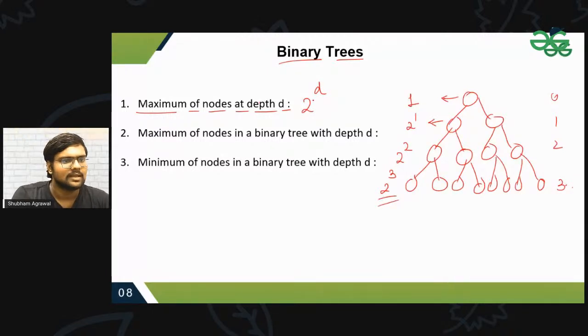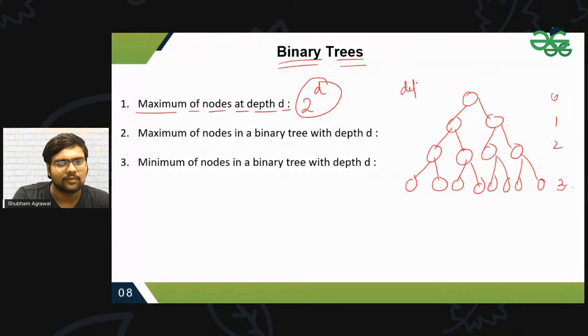Now the maximum number of nodes in a binary tree with depth d. So we have to find the number of nodes. We have this binary tree, and the depth of this binary tree is 3. We want to find the total number of nodes in the tree. We know that at the 0th level it is 2 to the power 0 nodes, at the first level 2 to the power 1 nodes, at the second level 2 to the power 2 nodes, and at the third level 2 to the power 3 nodes. So if we sum all this, it is 2 to the power 0 plus 2 to the power 1 plus 2 to the power 2 plus 2 to the power 3.